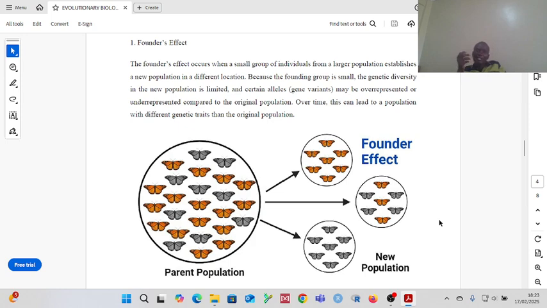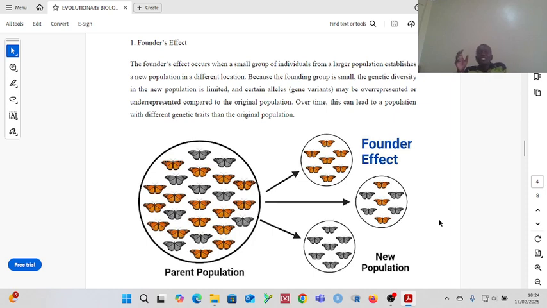The founder effect occurs when a small group of individuals from a larger population establishes a new population in a different location. Okay? So in a way, there was initially a parent population. Then a few organisms from the parent population moved away and established a new population, most importantly in a different location. So one thing is, the population that moved away from the parent population was small. So the founding group is small in size.